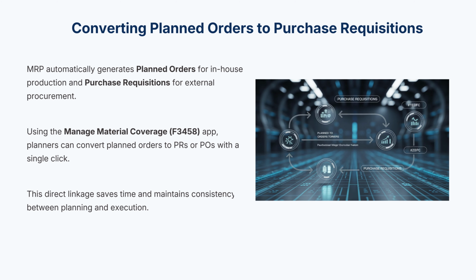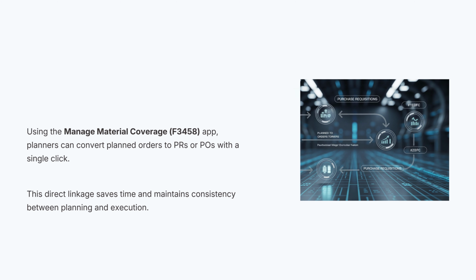Converting planned orders to purchase requisitions. MRP results can include both planned orders and purchase requisitions. Planners can convert planned orders to PRs using the Manage Material Coverage F3448 app. Once converted, these flow directly into procurement for PO creation. This ensures smooth transition from planning to purchasing without manual data duplication.